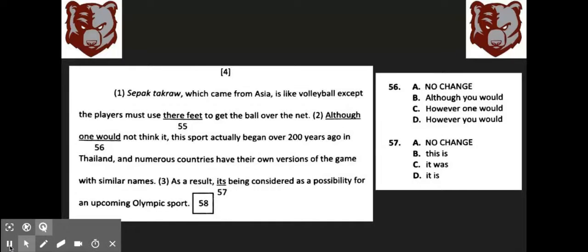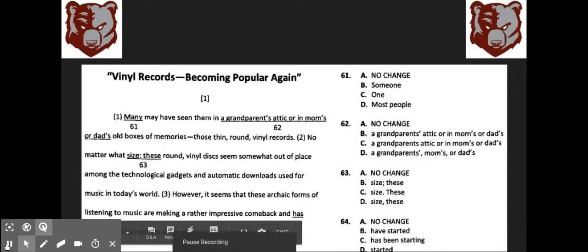Notice that option C, "it was," could be a viable choice because "it was" is simply the past tense of "it is." However, think about what teachers have said about tense in writing formal essays. Use present tense. Also notice that the first sentence uses present tense. "Sepak takraw, which came from Asia, is like volleyball." Make sure that all tense is aligned in the sentences in the paragraph. In this case, make sure that the tense in the third sentence is the same as it is in the first and second. Therefore, one must utilize "it is."